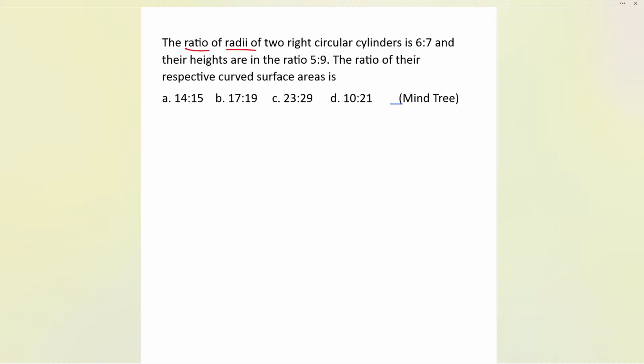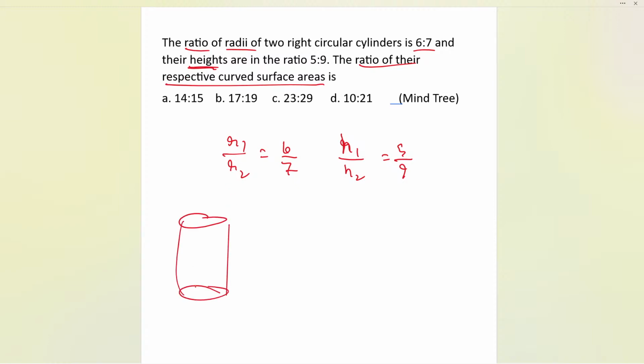The ratio of radii of two right circular cylinders is 6 to 7, and the height ratio is also given. R1 upon R2 is 6:7, and the height ratio H1 upon H2 is 5:9. They are asking the ratio of their curved surface areas. This is a cylinder, and the curved surface area formula is 2 pi RH. So I need to divide curved surface area 1 upon curved surface area 2, so 2 pi R1H1 upon 2 pi R2H2.